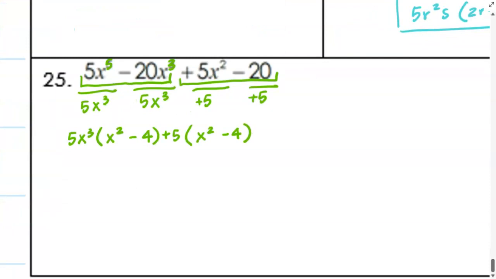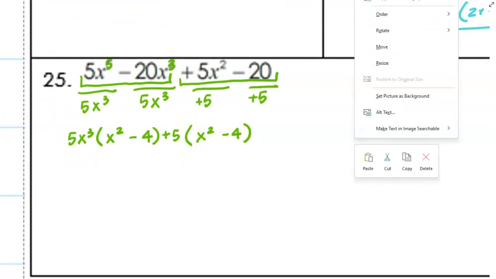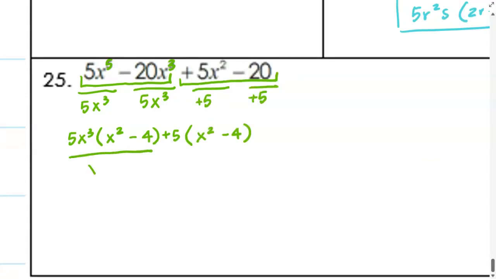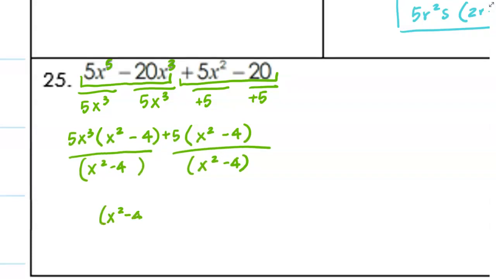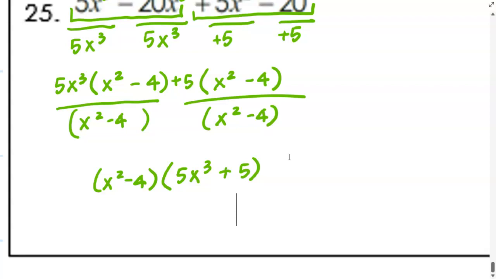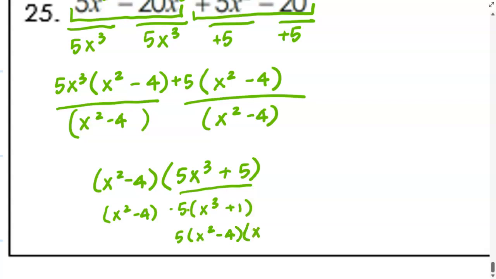If you use the AC method and you realize that, hey, that's all I've been doing, good for you. What they have in common is an x squared minus 4. I'm going to take that x squared minus 4 out. What I have left over is a 5x cubed plus 5. I could further take out a 5, so it's 5 times x cubed plus 1, and then you multiply that with x squared minus 4. Since it's multiplication between the parentheses and the 5, I could take the 5 out: 5, x squared minus 4, x cubed plus 1.